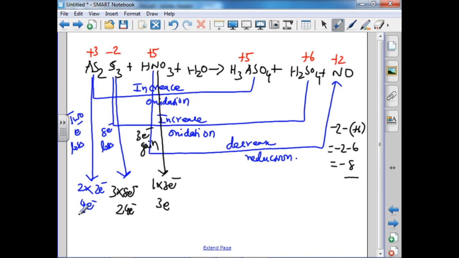So this one, 24 plus 4 electrons equal to 28 electrons. So cross multiply.